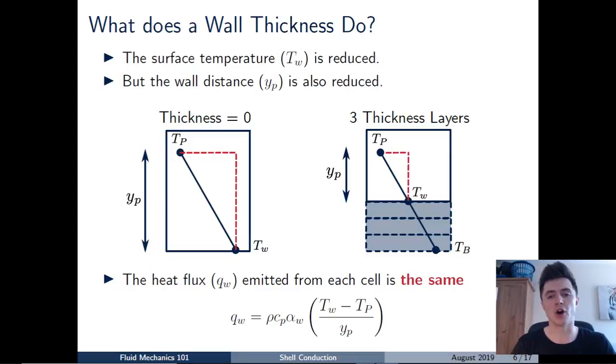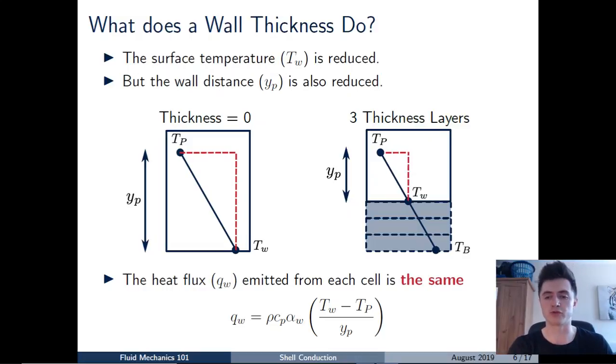So when we add a wall thickness, the way to think about it is given in the diagrams that you can see there on the slide. The diagram on the left shows the treatment when there is no wall thickness, and the diagram on the right shows the effect of adding 3 thickness layers to our cell. In the diagram on the left, we have a wall distance YP, a temperature at the cell centroid TP, and a temperature at the wall TW. All of these are known, so we can calculate the wall heat flux.